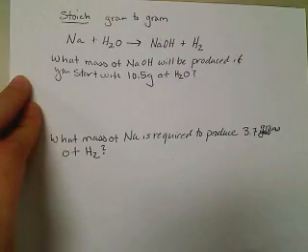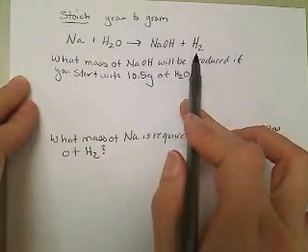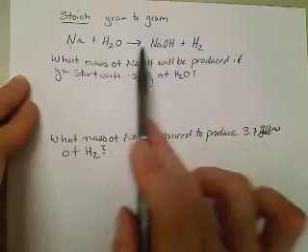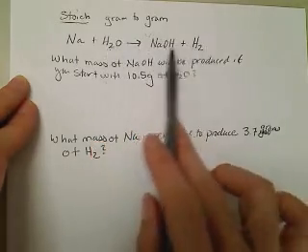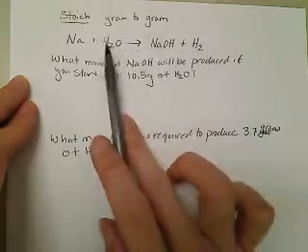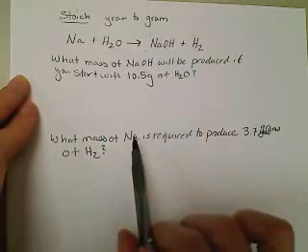Okay, we're going to do a little stoichiometry, and this is going to be a gram to gram problem. First thing you need to do is balance your equation. So on this side I've got 1 sodium, and over here I've got 1 sodium. Here you've got 2 hydrogens, and on this side you've got 3 hydrogens. Over here you've got 1 oxygen, and you've got 1 oxygen. So the main thing we need to do is balance the hydrogens.